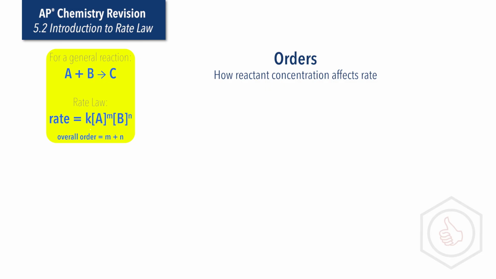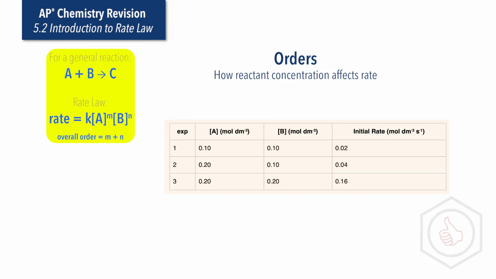For example, in the table shown, we can see that for the reaction A plus B going to form C, the reaction is carried out 3 times, each with different concentrations of reactants. In the first experiment, the concentration of A and B are both 0.1 mole per decimeter cubed.